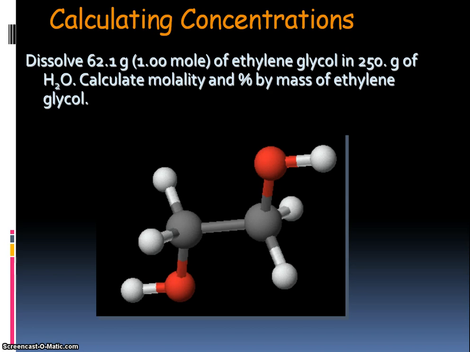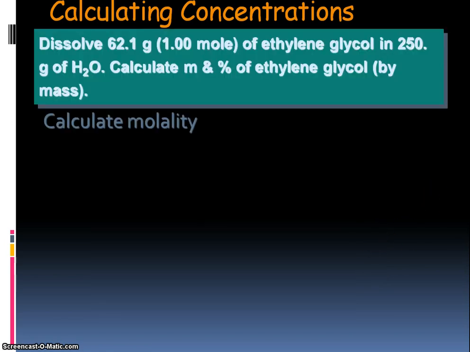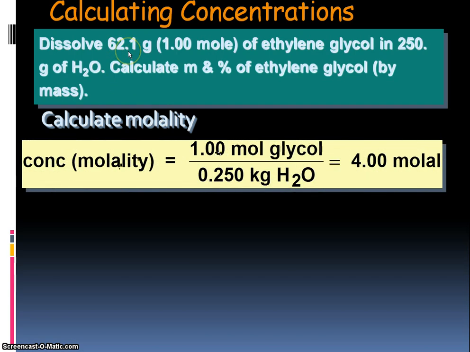Now, if I were to calculate the concentrations here, I'm going to dissolve 62.1 grams, which is 1 mole of ethylene glycol, in 250 grams of water. What is the molality and the percent by mass, or pph, of ethylene glycol? Now, ethylene glycol is used in antifreeze. So first of all, we're going to calculate molality. We take the moles and divide by the 250 grams of water. Grams of water we need to change into kilograms before we put it in, because it's moles per kilogram, and we get 4.0 molal, which we would write with the italicized m.